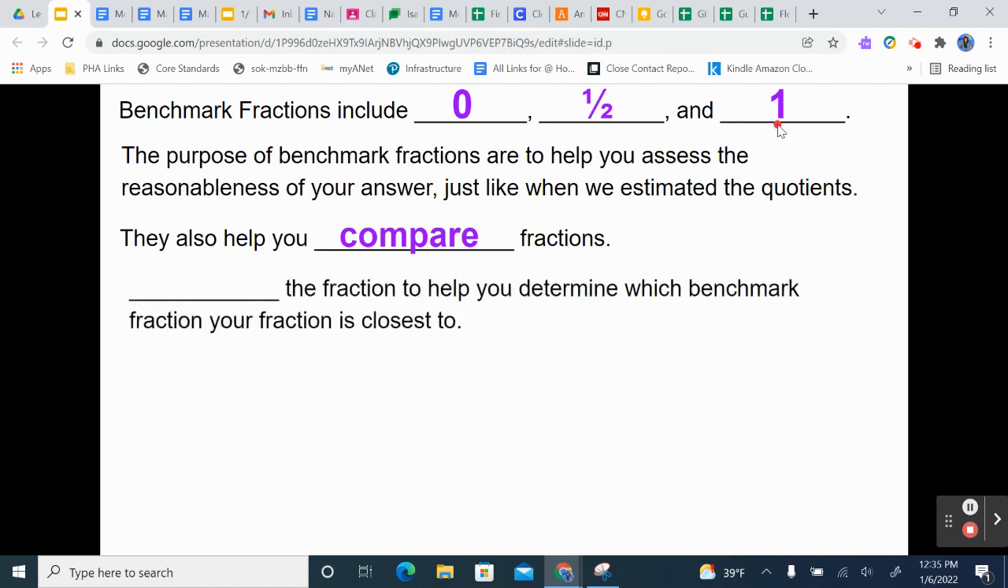Blank the fraction to help you determine which benchmark fraction your fraction is closest to. So to help us determine which one it's closest to, we can visualize the fraction or draw a picture of what that fraction looks like.